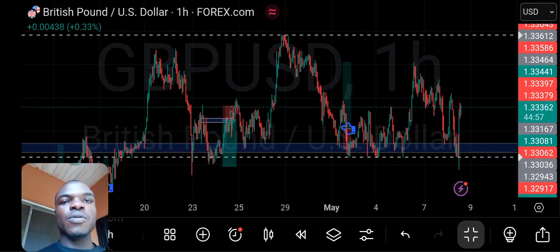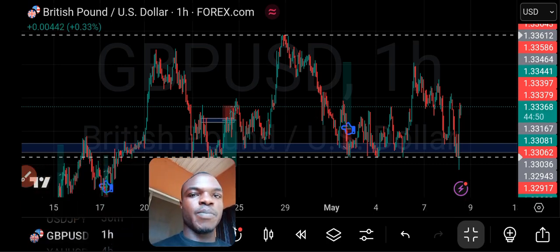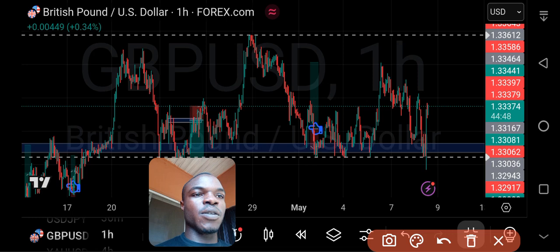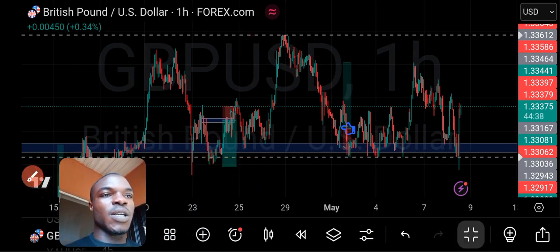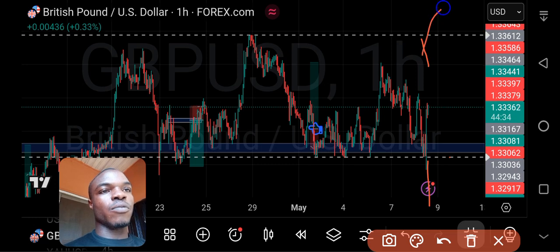Though one thing that caught my attention this morning was this particular break right here. As you can see, price broke below this range this morning, but price still returned immediately. So it's just a liquidity grab. I'm waiting to see a break either above or below this range before I resume trading. So that's just it. I'm still waiting to see if there will be a break maybe today or tomorrow.